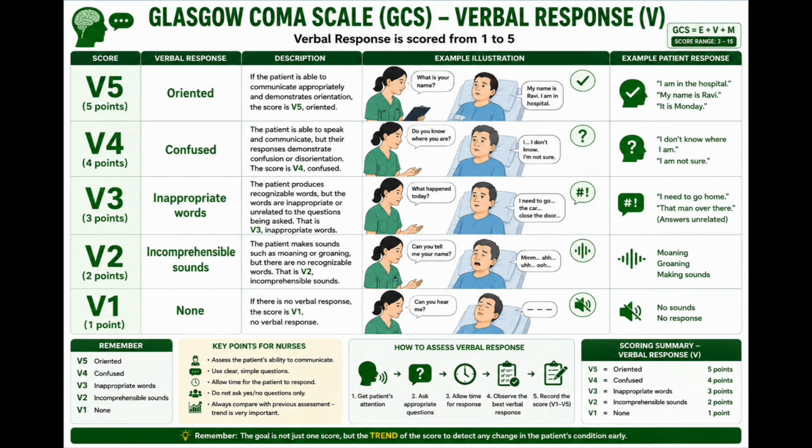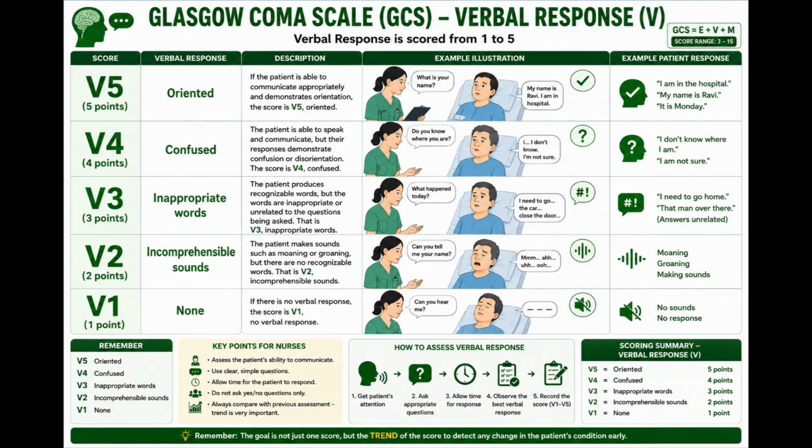V4, confused. The patient is able to speak and communicate, but their responses demonstrate confusion or disorientation. For example, the patient may be talking normally but is unable to correctly identify where they are or what is happening. That is V4, confused. V3. Inappropriate words. The patient produces recognizable words, but the words are inappropriate or unrelated to the questions being asked. That is V3. Inappropriate words.